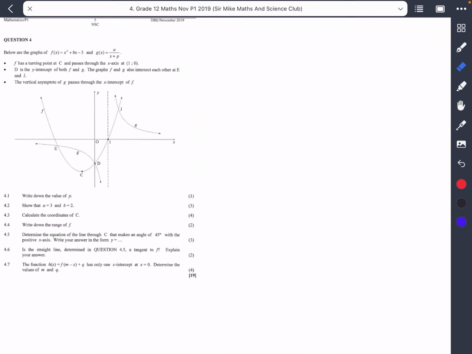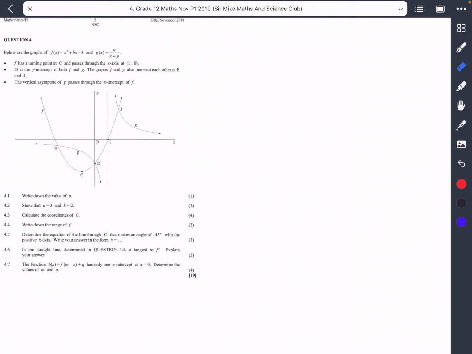Today we'll be looking at question 4 on a paper which was written in November 2019. It's a question on functions. They say that below are the graphs of f of x equals x squared plus bx minus 3 and g of x equals a over x plus p.